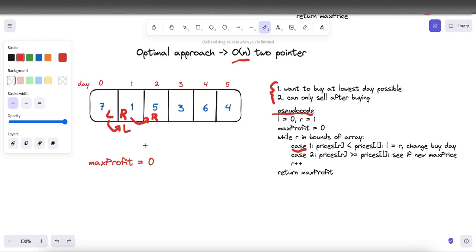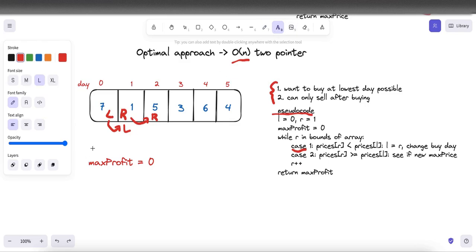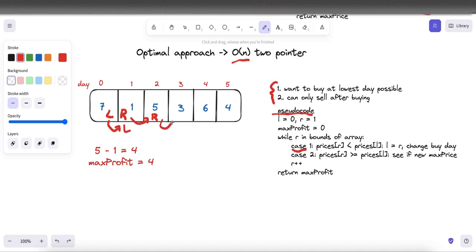In the second case, instead, R points at a greater price compared to L. So we know that in this case, we can make a profit by selling the stock. We calculate our current profit, and we know that it is 5 minus 1, which is equal to 4. This beats our current max profit, so we update it. Afterwards, we simply move our right pointer once again to prepare for the next iteration.